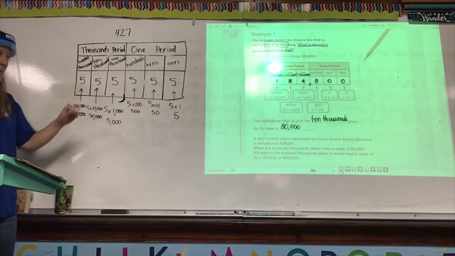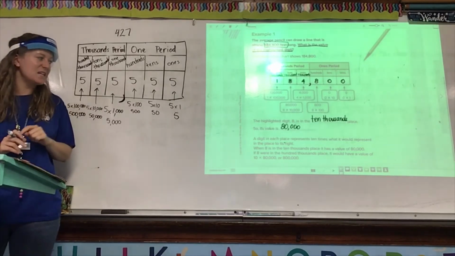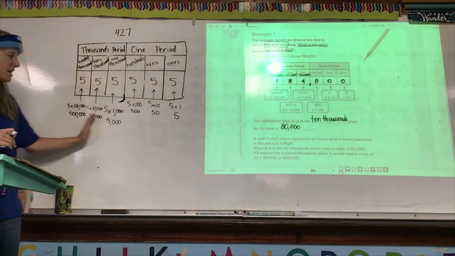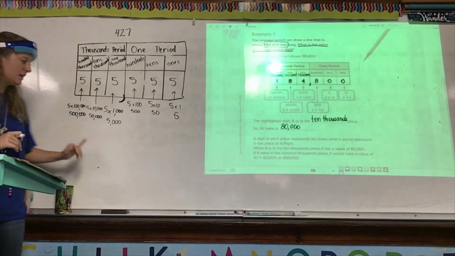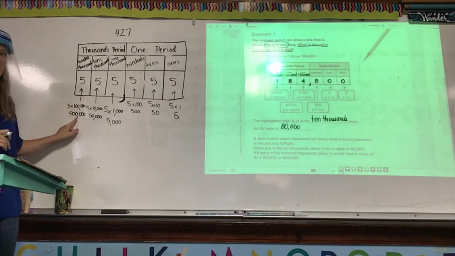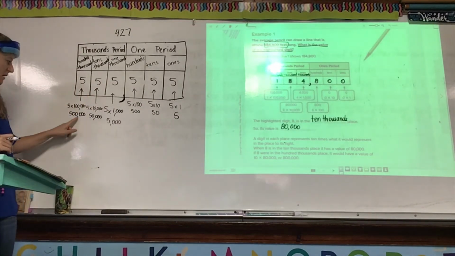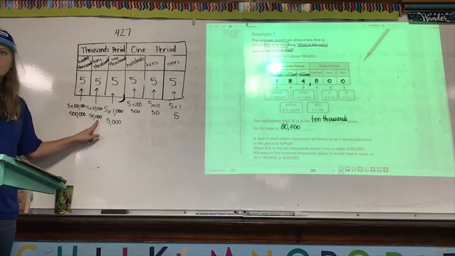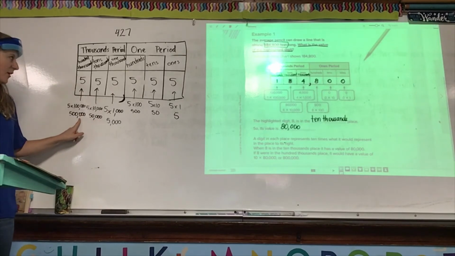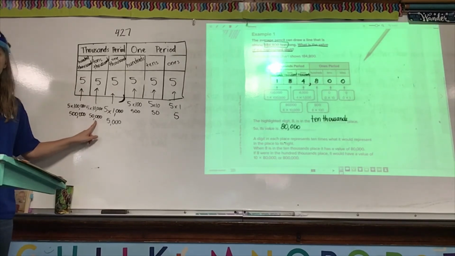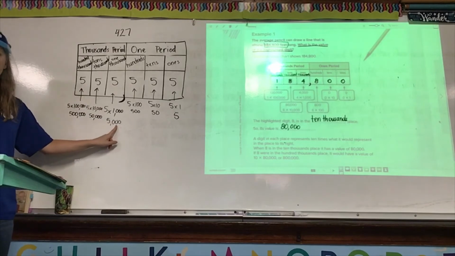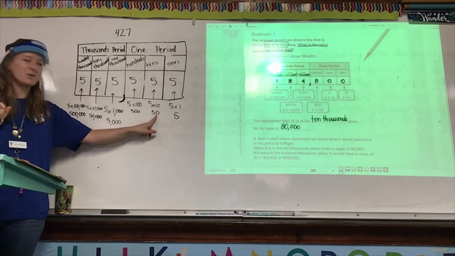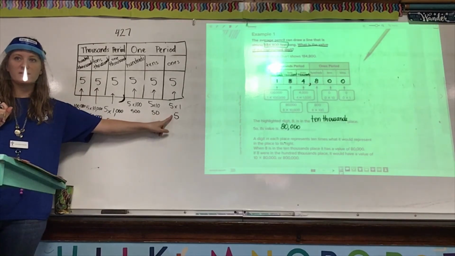Now that sentence, going back to what Zadie just said, a digit in each place represents 10 times what it would represent in the place to its right. That means as you move to the right, each value is 10 times greater than the one right next to it. So that means 500,000 is 10 times greater than 50,000. Eyes up here. 50,000 is 10 times greater than 5,000. 5,000 is 10 times greater than 500. 500 is 10 times greater than 50. 50 is 10 times greater than 5.